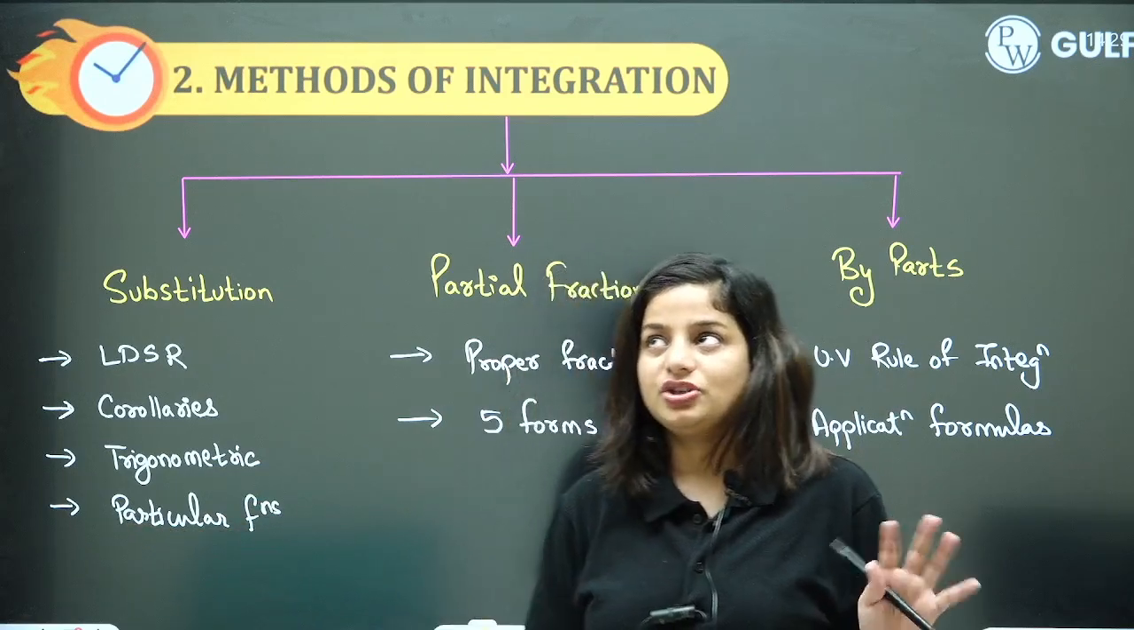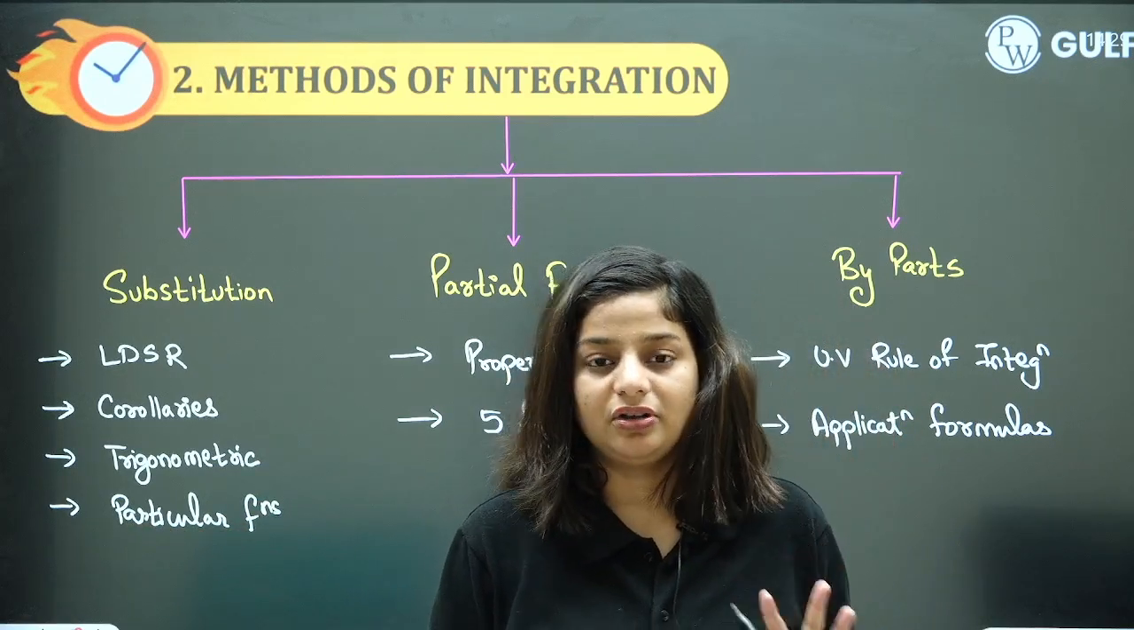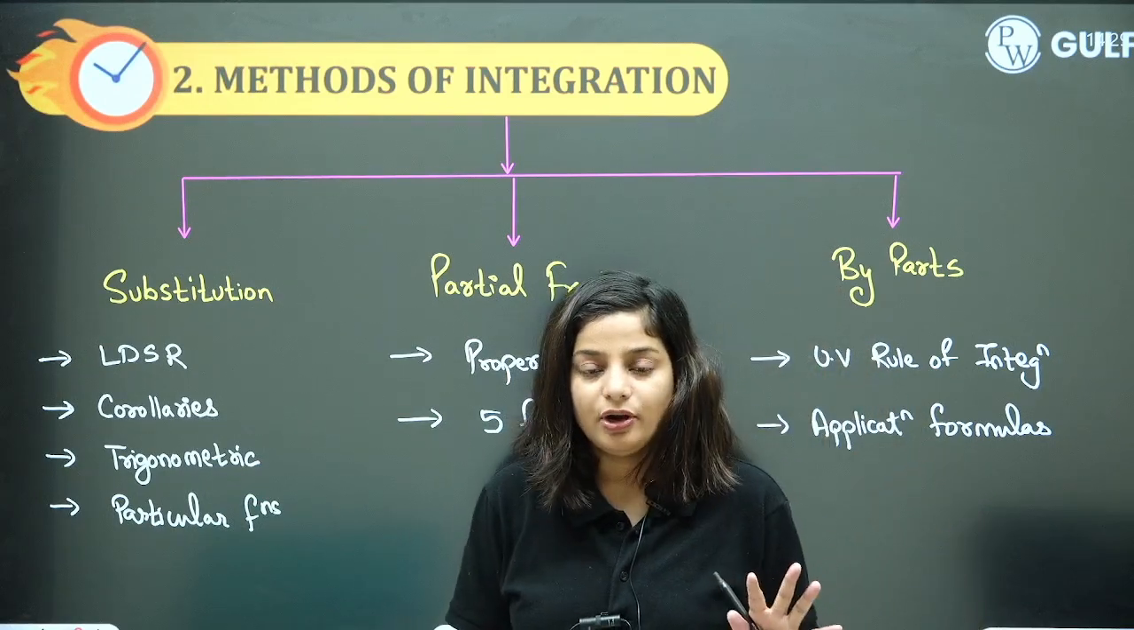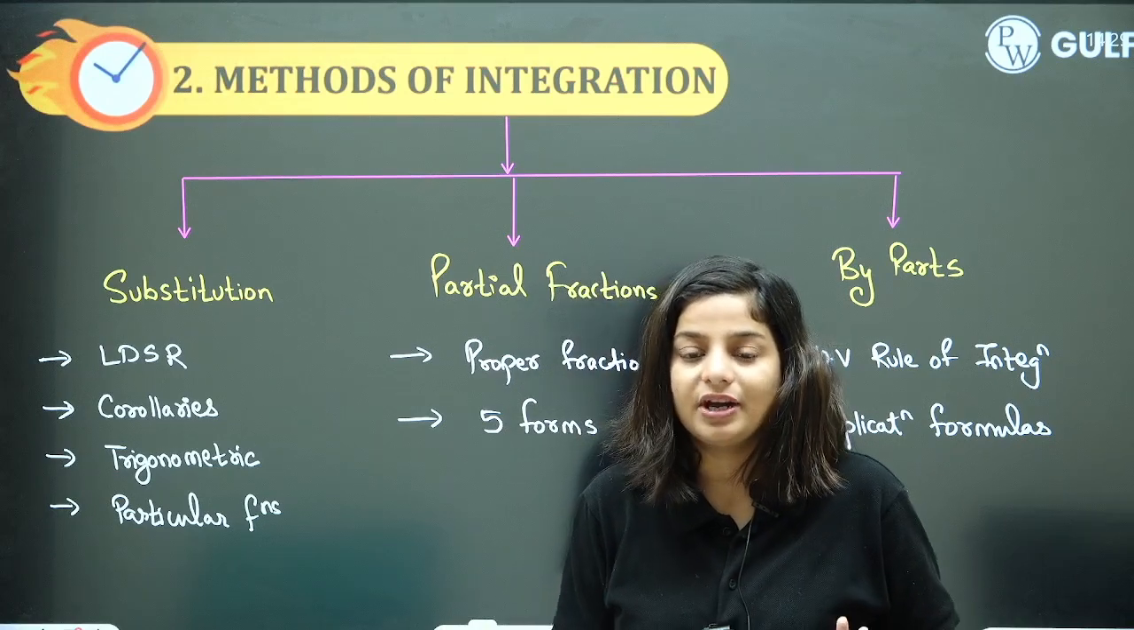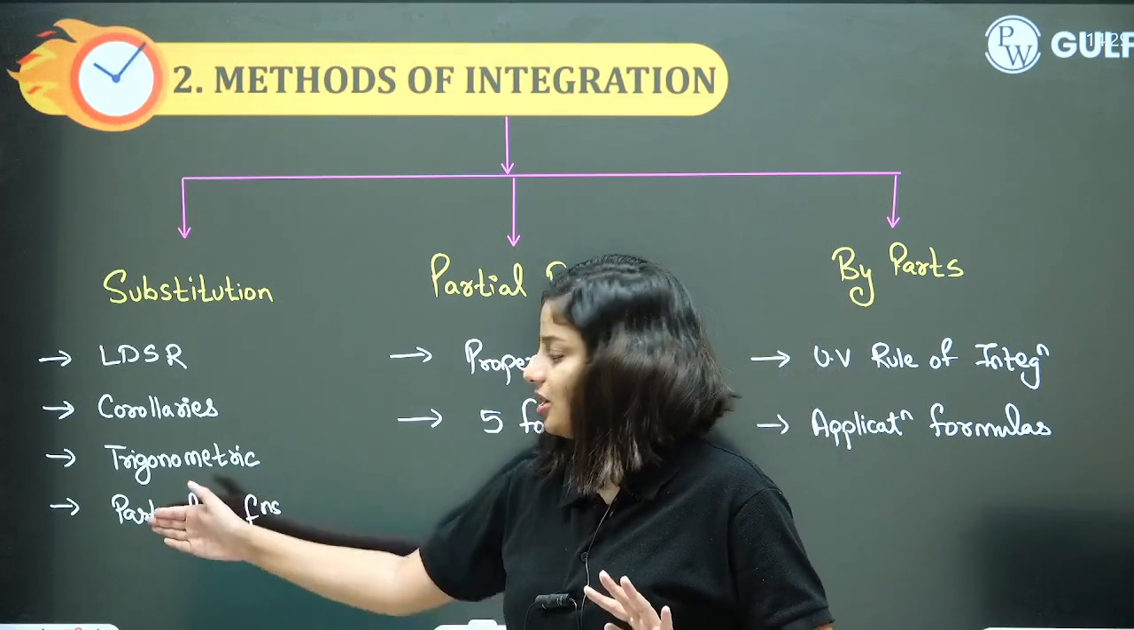So around 6 to 9 formulas you will get in particular function. 1 by quadratic, 1 by root of quadratic, linear by quadratic, linear by root of quadratic. These are the different types which come under particular.